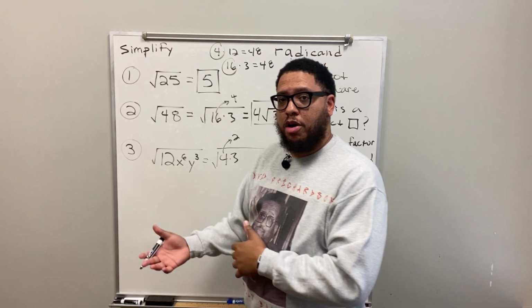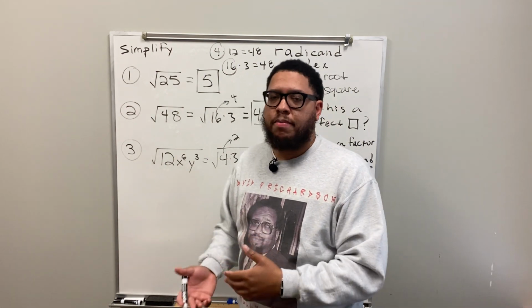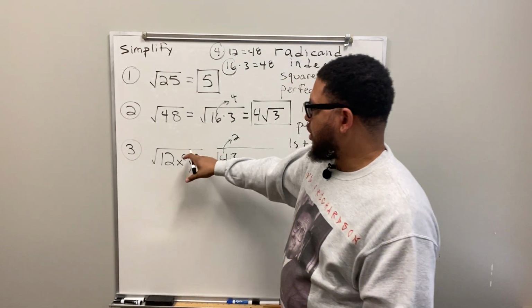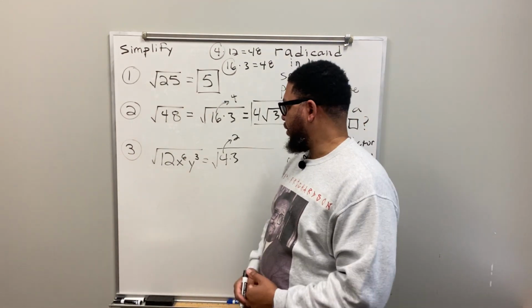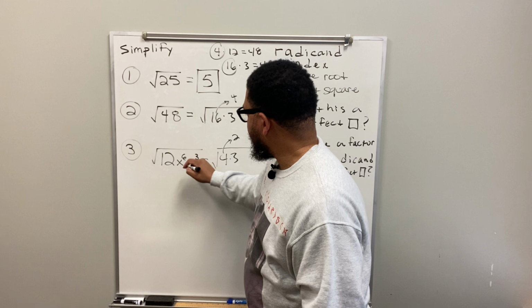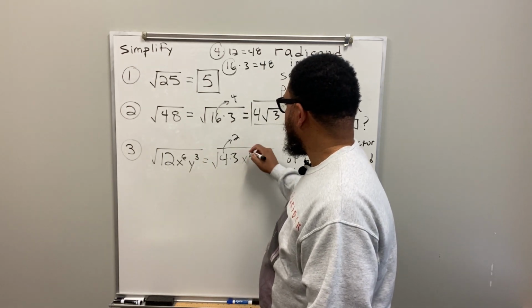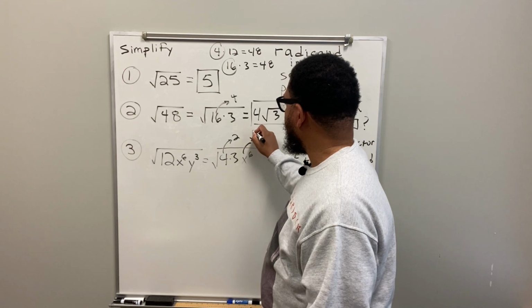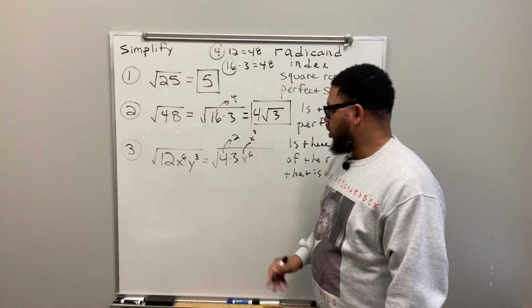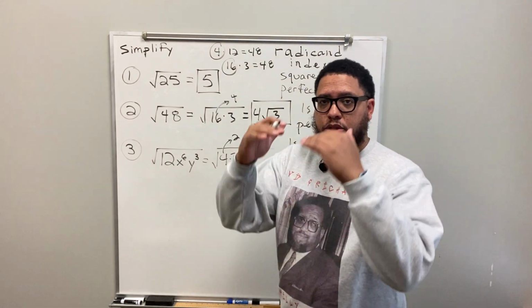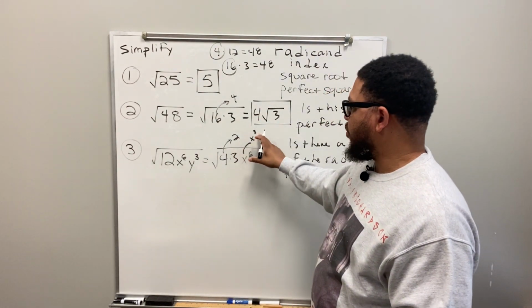So x to the 6 is perfect. Now, how do I take the square root? All I do is I take half of the exponent. So what's half of 6? That's 3. So this x to the 6th, think about it like this. If I had x to the 6th, x to the 6th would come out and turn into x to the 3rd. So the x to the 6th is going to come out because it's perfect. So it comes out, but you take half of the exponent. It's going to be x to the 3rd.